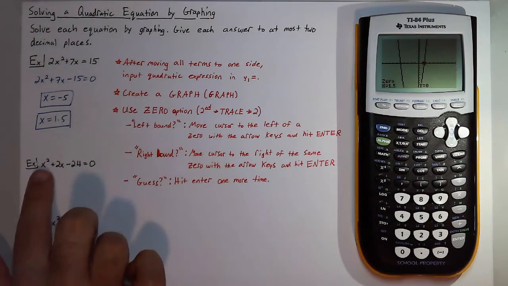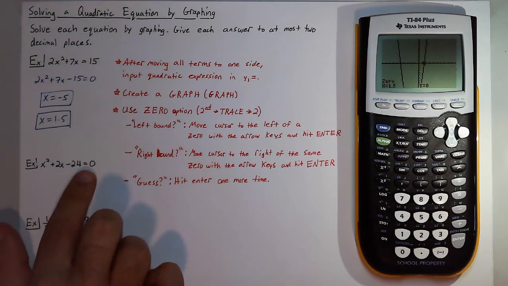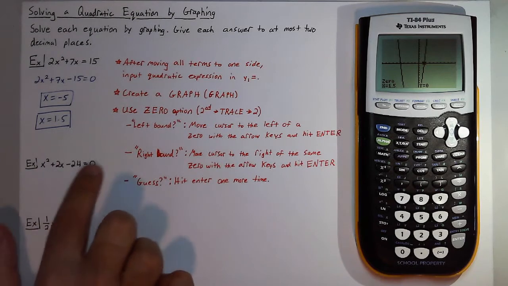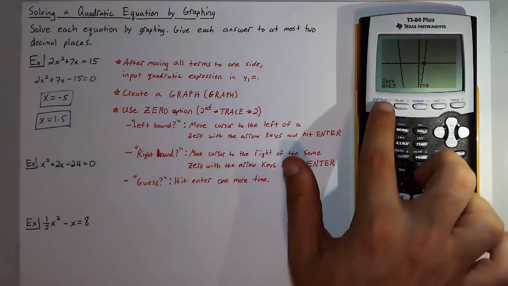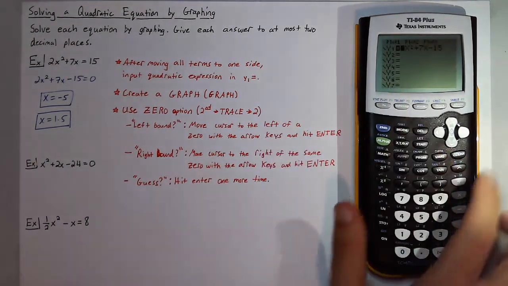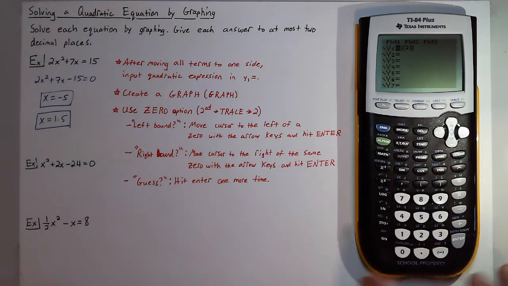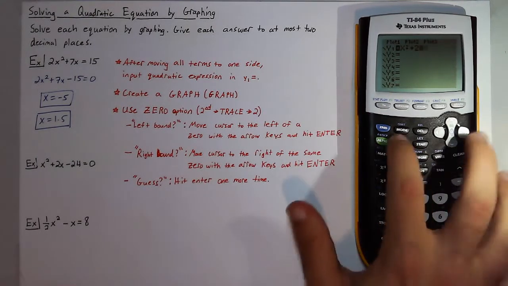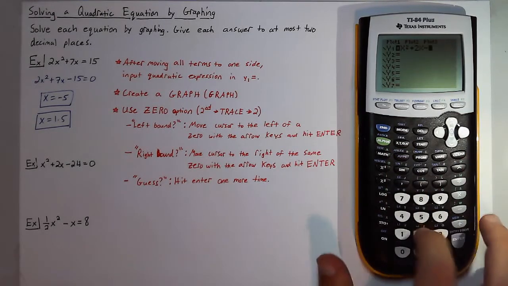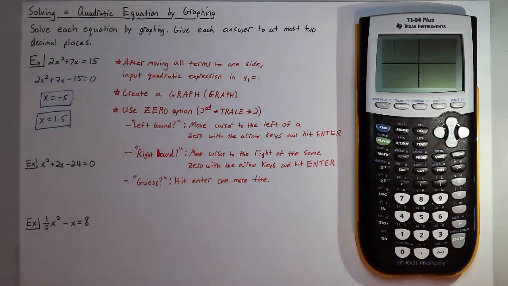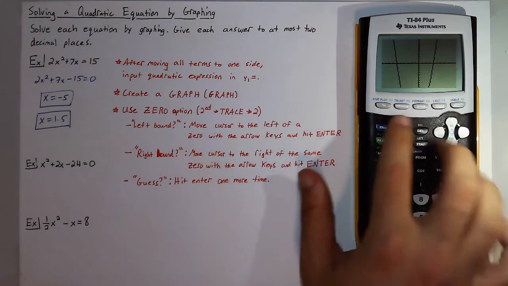Next up we have x squared plus 2x minus 24 is equal to 0. So this one's already set up for me to start plugging in and finding values. So I'll hit y equals, I'll clear it out, and I'll put in x squared plus 2x minus 24, graph it. Those are my 2 zeros.